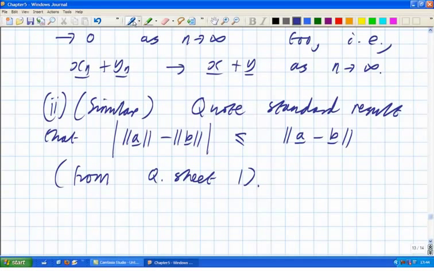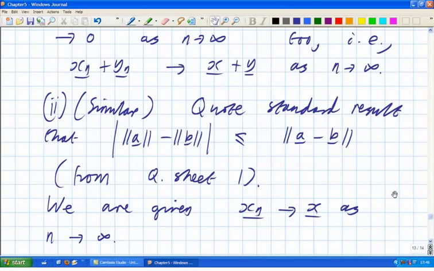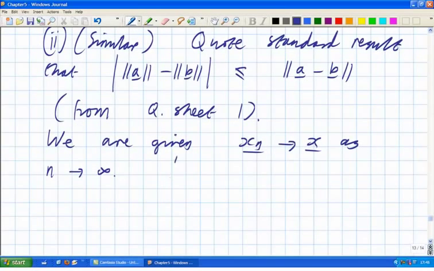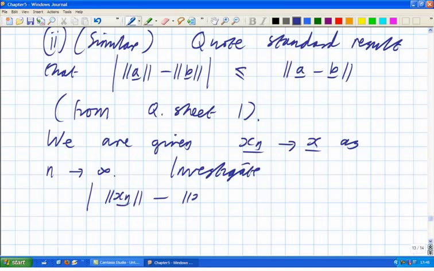So now, let's have a look. We are given that xn tends to x as n tends to infinity, and we have to investigate the modulus of norm xn minus norm x. Why are you doing that? Because we have to show that the sequence of norms tends to the norm of the limit, norm of x. So you have to look at how far away it is from the norm of x, and the answer is it's the modulus of the difference.